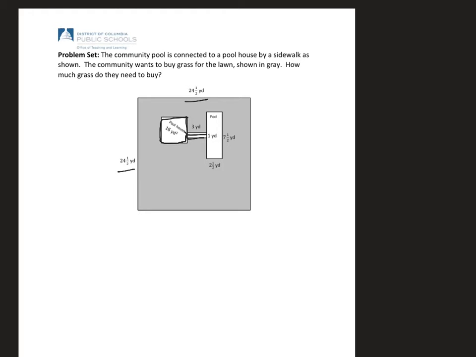All right, so what we have to think first is, okay, here's what I need to know, right? What are some things I need to know? I need to know the area of the lawn, right? So I need to know the area of the lawn. I don't know what that is yet. Okay. I need to know the area of the pool house.